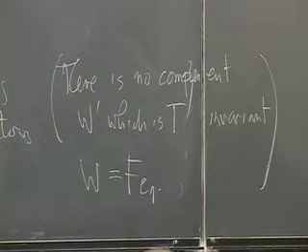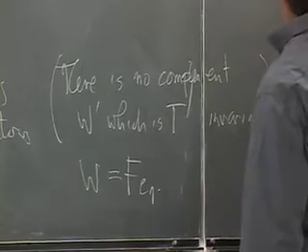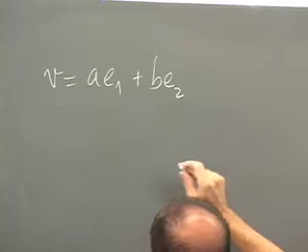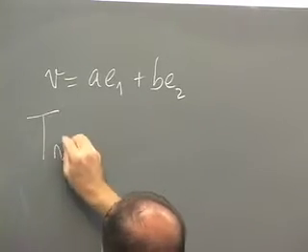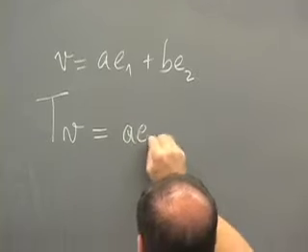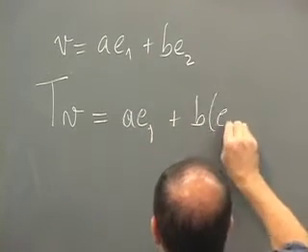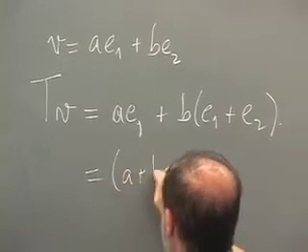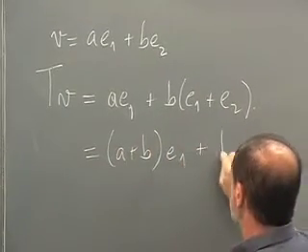Okay, let's convince ourselves of that. Let's see what it would mean to be an eigenvector. Suppose V, which was A E1 plus B E2, and we apply T to it. T of E1 is E1, so we get A E1, plus B times E1 plus E2. So it's equal to A plus B times E1 plus B times E2.